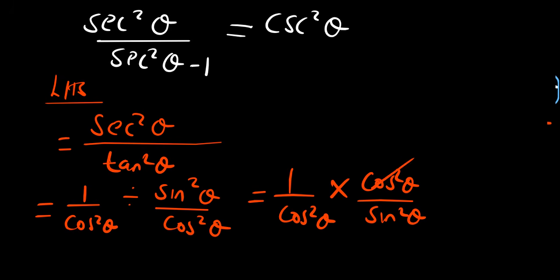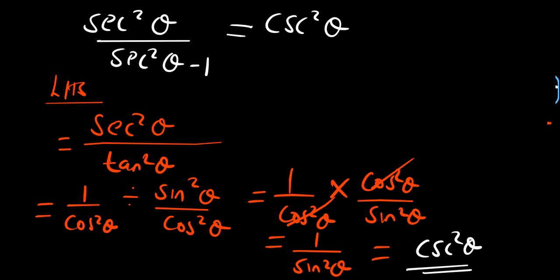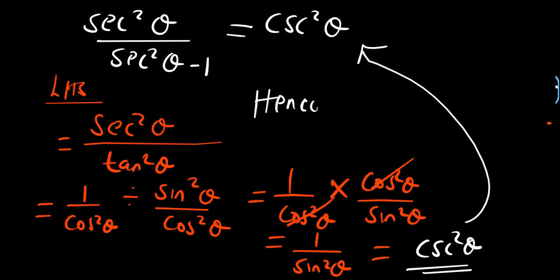So the cos squared theta and the cos squared theta are going to divide, therefore I'm just going to have 1 over sine squared theta. You know that 1 over sine squared theta is just the same as cosec squared theta, because they are opposites of each other, hence giving us the right hand side. Therefore we're going to say hence proven. Why? Because the left hand side is equal to the right hand side. So this is how you solve trigonometric identities. That is very important.